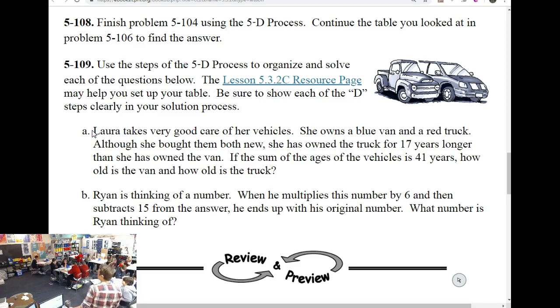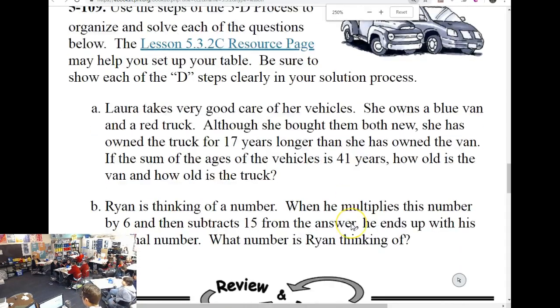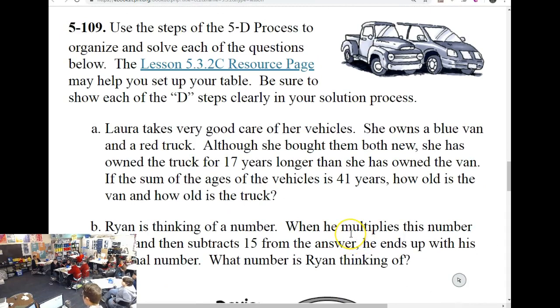So Laura owns a red truck and a blue van. She bought them both new, but she's owned the truck for 17 years longer than she's owned the van. The sum of the vehicle ages is 41. How old is the van and how old is the truck? If your group is awesome and you get done with that real fast, move on to Ryan's situation, which I'm not even going to read for you. But we are trying to help Laura and Ryan solve these two situations.